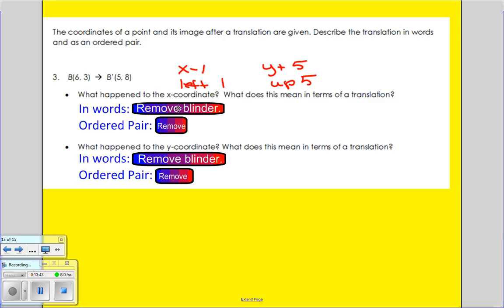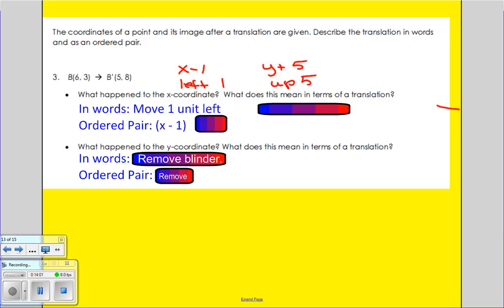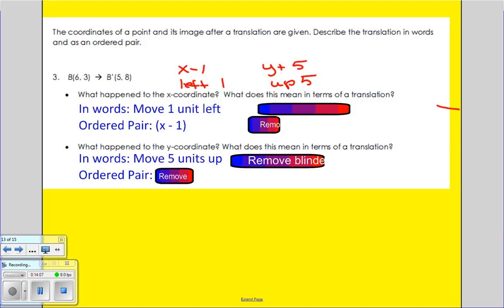Okay, so x coordinate, move that off to the side. Oh, it doesn't want to do the whole blinder. Okay, that's fine. Went 1 unit left, and that was x minus 1. The y coordinate, 5 units up, and that was y plus 5.